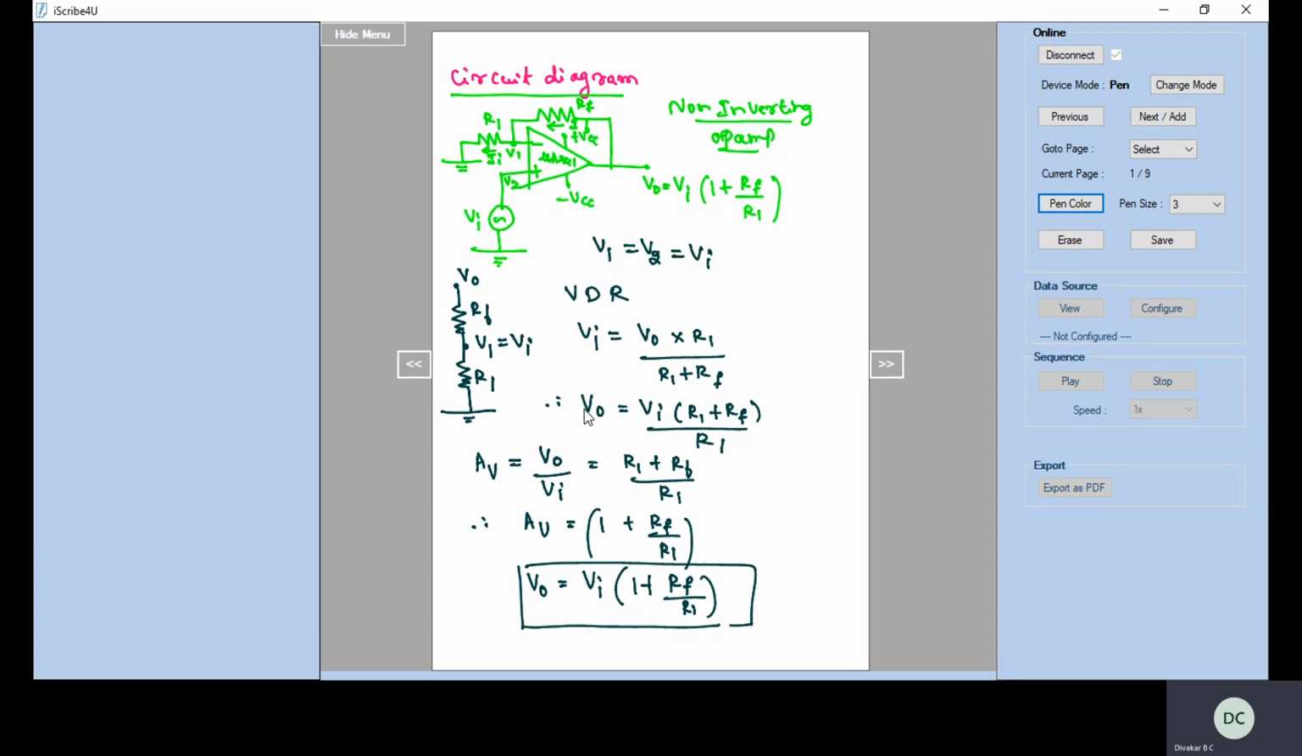So now let us sketch the input and the output waveform. So this is the input waveform. We are going to apply the input to the non-inverting terminal. This is Vi versus T, and the output is in phase, an amplified version. So this is the output V0 versus T. So this is the second application. Now let us take the third application, voltage follower.